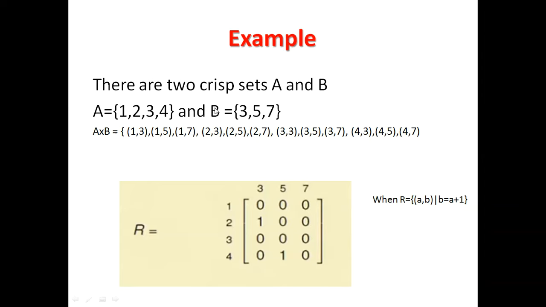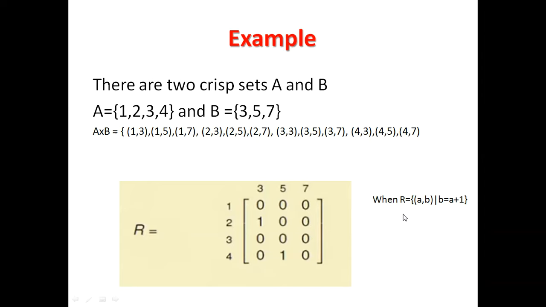So again, we have two sets A and B. A is having values 1, 2, 3, 4. B is having values 3, 5, 7. The Cartesian product of that will be (1,3), (1,5), (1,7), (2,3), (2,5), (2,7), (3,3), (3,5), (3,7), and (4,3), (4,5), (4,7). So these all will be the possible combinations that we can create using sets A and B.